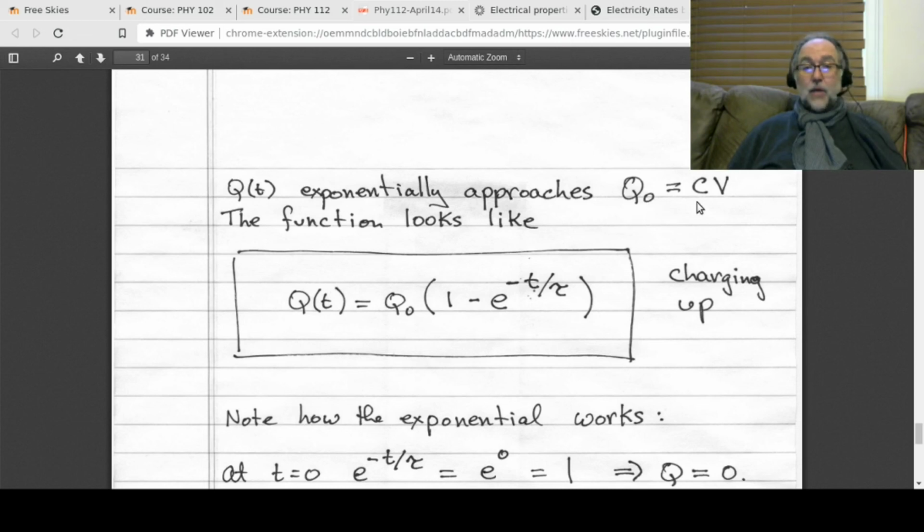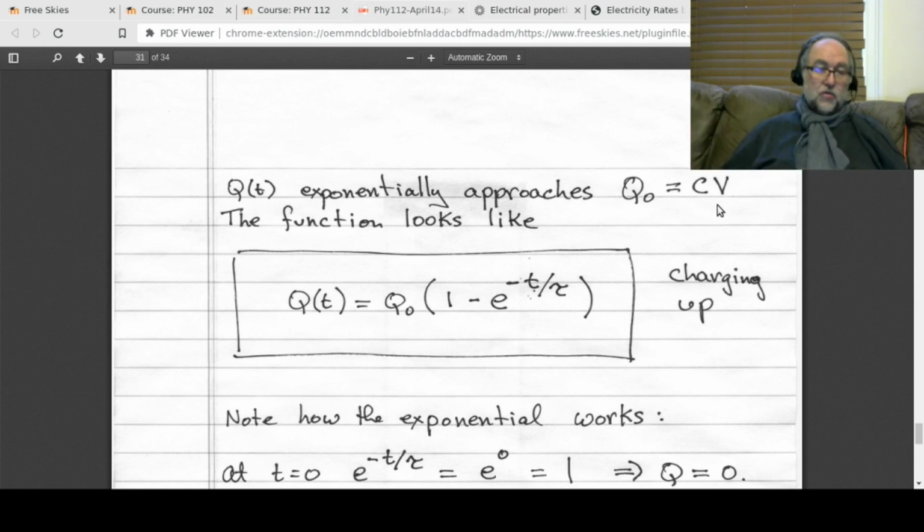And Q naught, what's that going to equal? That's just going to equal C, the capacitance, times V. That, in fact, is exactly the formula I gave you earlier. C is equal to Q over V, only now it doesn't charge up right away. So it doesn't reach the full charge CV right away. It takes some time, but eventually it'll get there. Eventually it will charge up to Q naught is equal to CV. Okay, so no difference for that part of the formula.